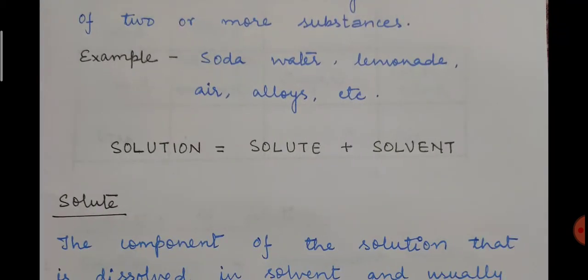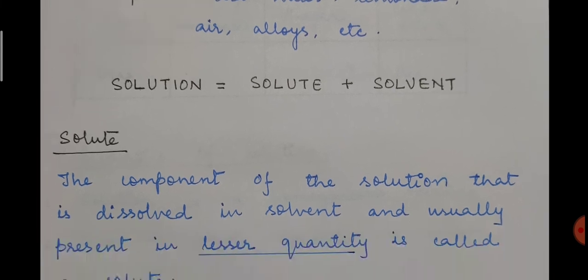Then in solution, there are two components. When these two components are mixed, then the resultant is solution. So one component is solute, the other component is solvent. Solute is that component which is present in lesser quantity, and solvent is that component which is present in larger quantity.